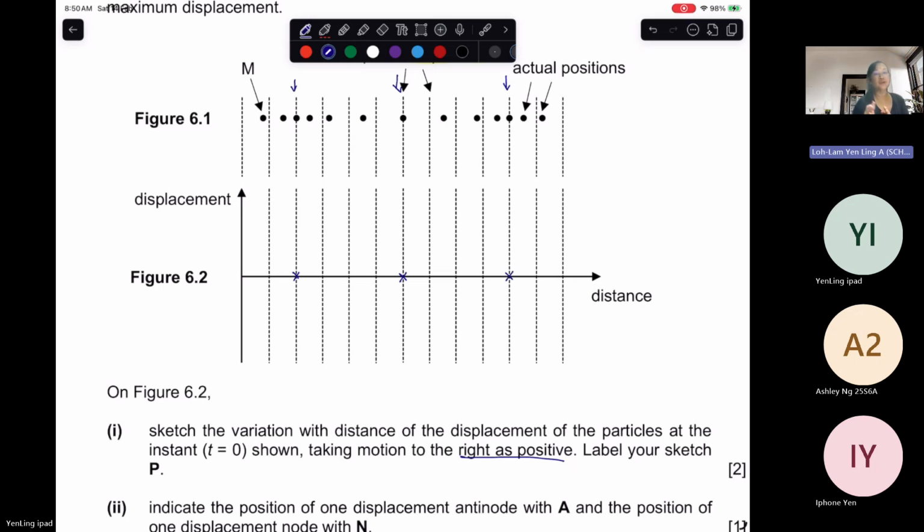If you do a quick double check, you will realize that there are notches in between. 1, 2, 3, 4 is 4, and then the next interval is 4. So they should be equal distance apart in terms of the notches that you make. The next thing we want to do is draw the displacement for all the other particles. In between, it should be the ones of greater displacement. You can tell whether it's positive or negative by looking at whether they are displaced to the left or to the right.